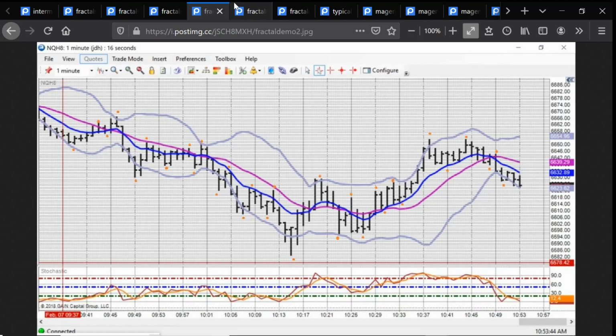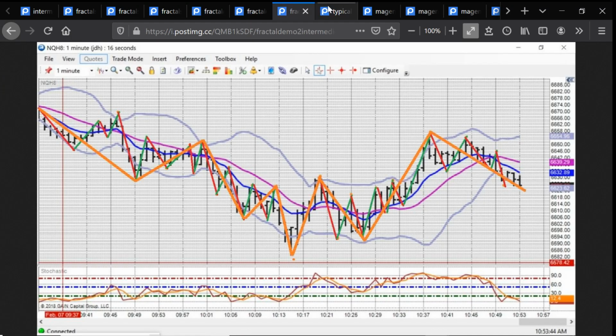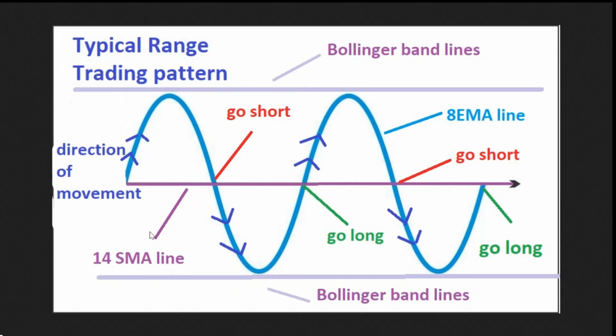But the relationship I noticed with these indicators was like a sine wave. And here's the idea: as the sine wave cycles intersect, this would be the equivalent to the ADMA line intersecting with the 14 simple moving average line, which acts as our baseline.